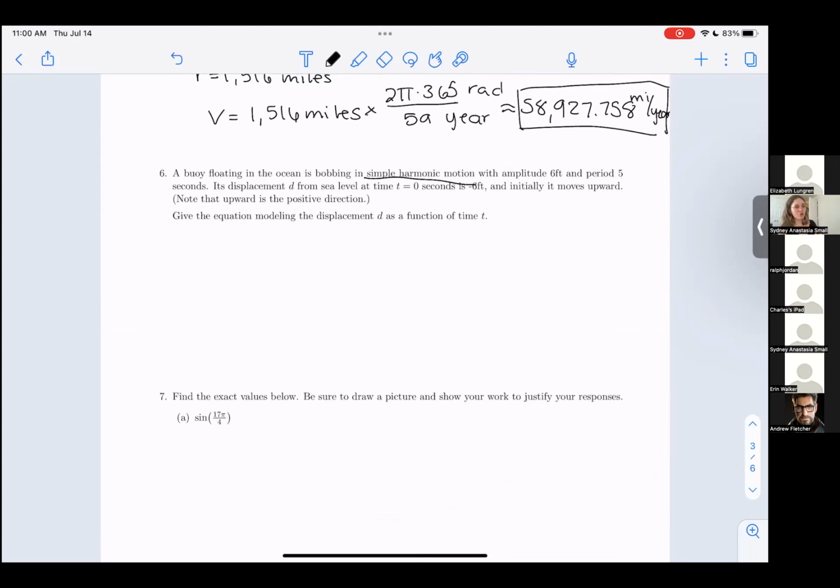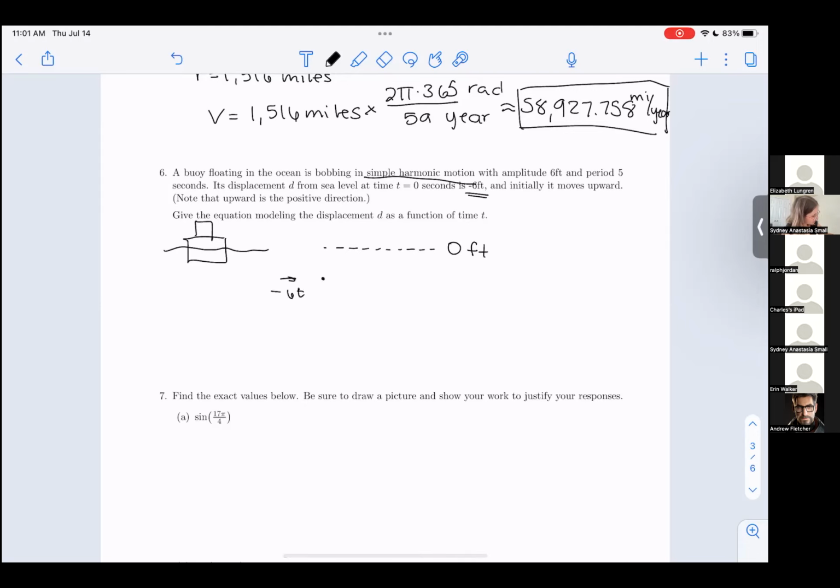Okay, that's a lot of information all at once. Let's sort it out. Let's draw a picture. So we have some water here, some very poorly drawn water. And here's a buoy. It's just doing its thing in the water. Okay, let's give a baseline here. Let's set up what we're going to call height 0. That's right here, because we know we're starting at -6 feet. So this is 0 feet right here. And so at time 0, we're starting at -6 feet.